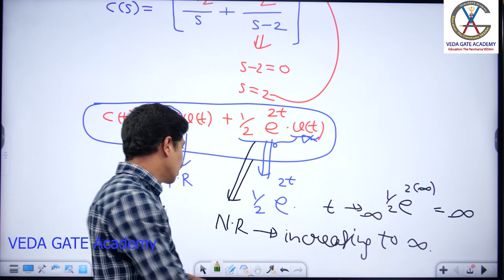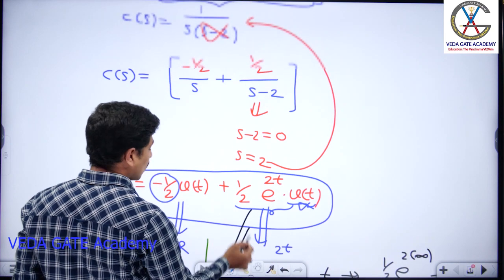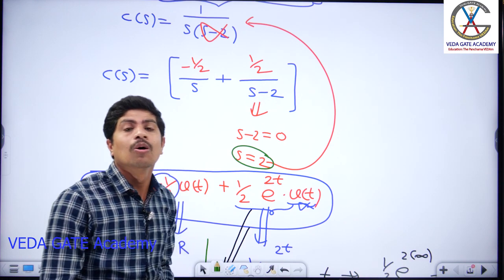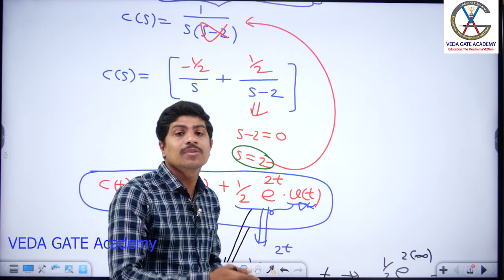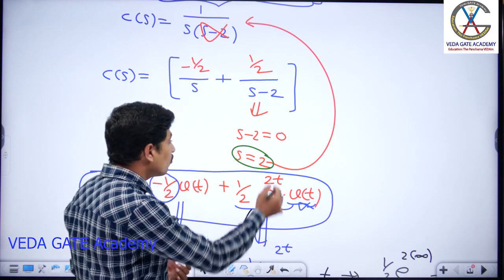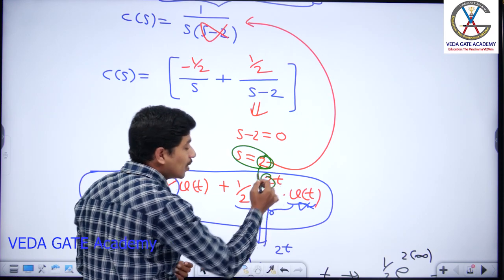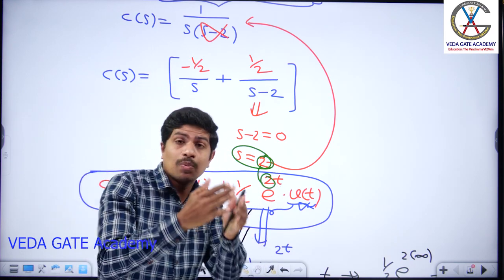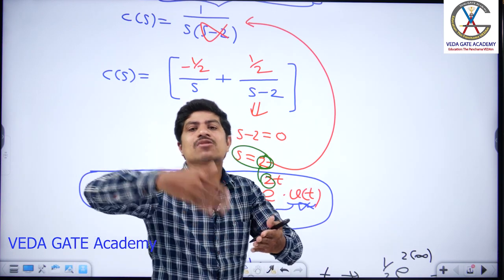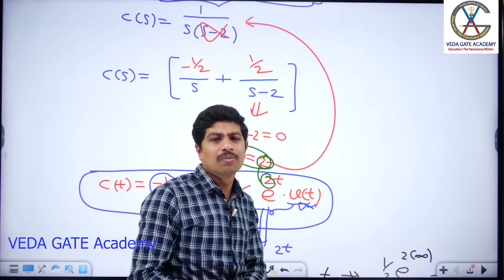What is the reason for this? Let's backtrack. What is a pole? Pole is s is equal to 2. Is the pole in the RHP or LHP? Pole is in the right half of the s-plane. From this we need to understand that if the pole is in the right half of the s-plane, the pole value will appear in the exponential power. If the pole is positive, the exponential power is also positive. As t tends to infinity, what happens? That value also will become infinity. Then the system will be unstable.